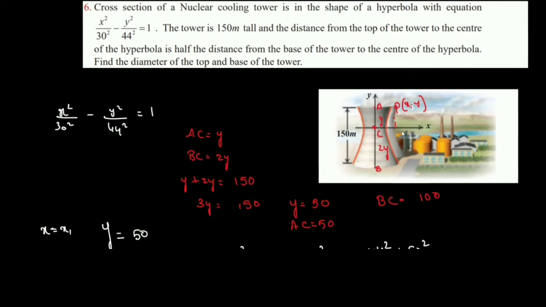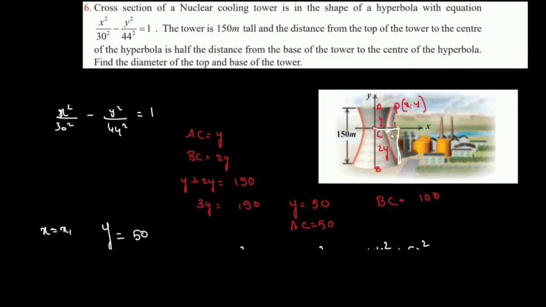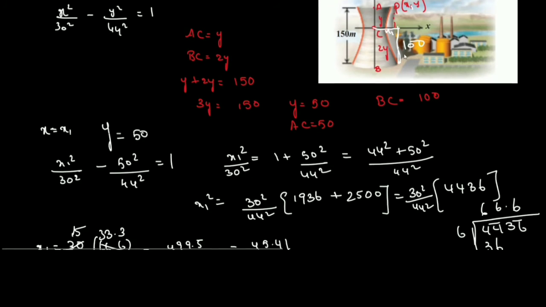So from here, if you draw a perpendicular, this is the radius. From here you drop a perpendicular, and that point, take it as some x2, and this distance is 100. So if you find x2, that will give you the radius of the base. So let us find x2. Again this point, take it as Q. The point Q is x2 comma minus 100.